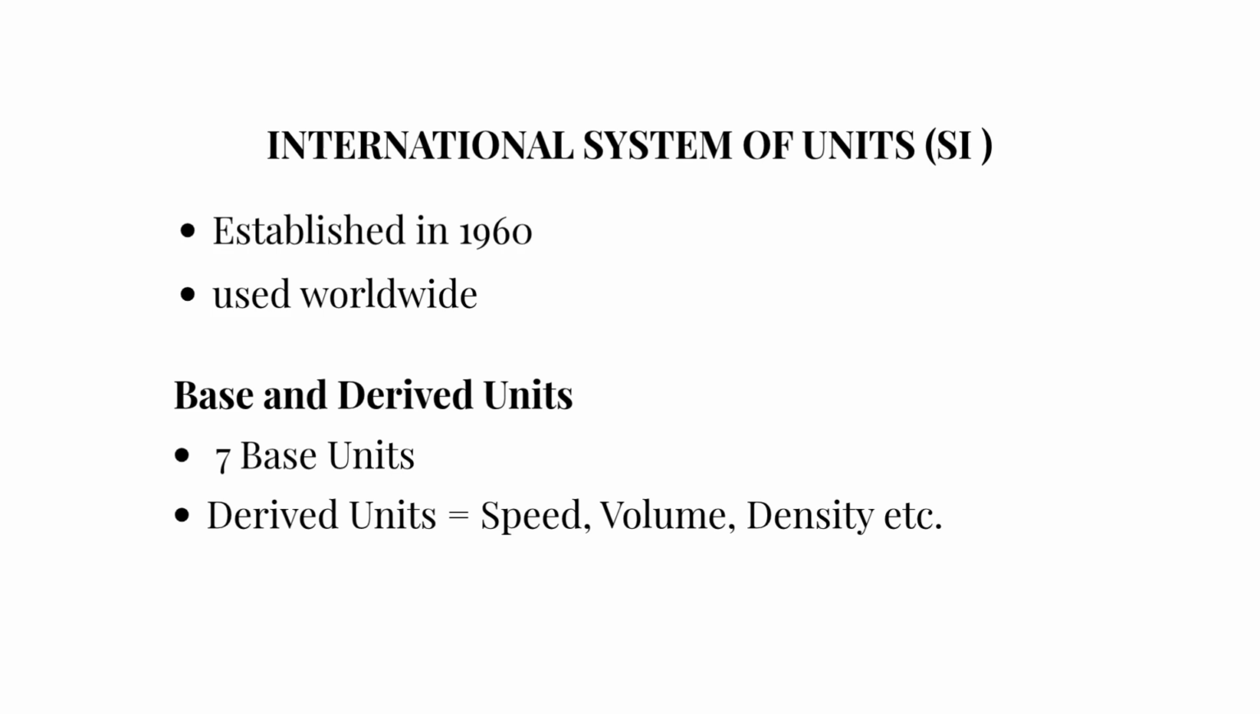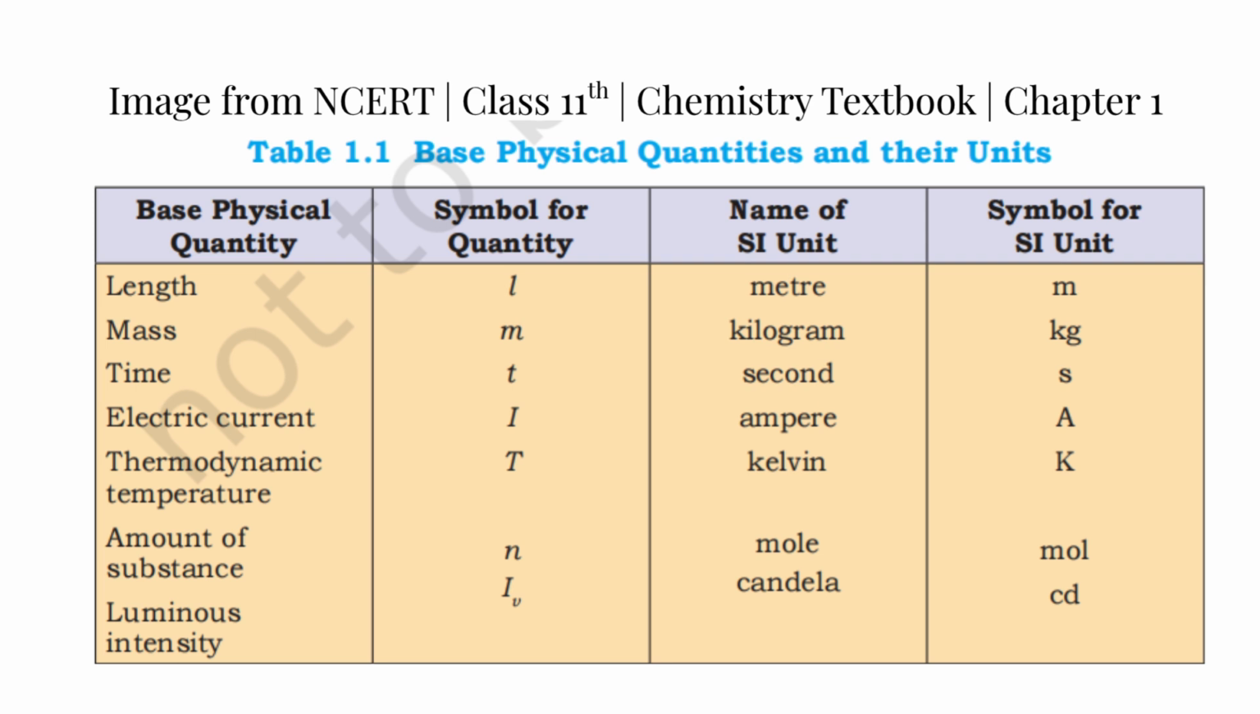These base units are very important, so make sure you remember them. So here are some base physical quantities and their units given in NCERT. Now let's quickly look at them. Length is measured in meter, represented by small m. Mass is measured in kilogram, represented by kg. Time is measured in second, represented by s. Electric current is measured in ampere, represented by capital A.